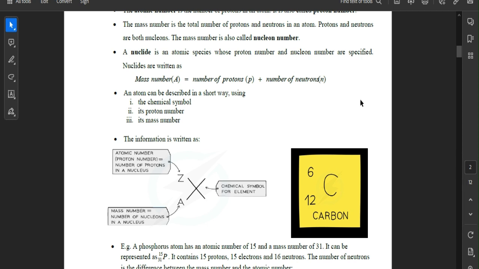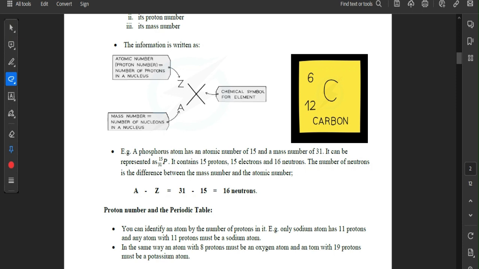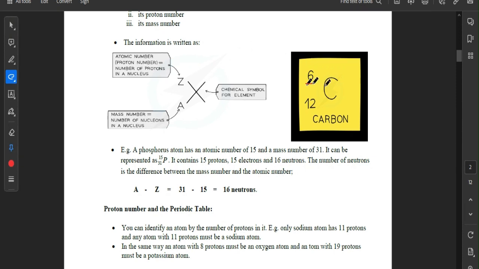An atom can be described in a short way using the chemical symbol, its proton number, and its mass number. The information is written as, let's say, X, Z, and A, in which X is the chemical symbol for the element, Z signifies the atomic number, and A signifies the mass number. Take carbon, for example: the 6 becomes the atomic number, the 12 is the mass number, and carbon is the chemical symbol for the element.